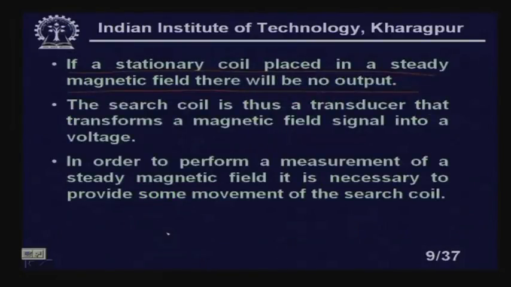Let us go back. The search coil is thus a transducer that transforms a magnetic field signal into a voltage, and in order to perform a measurement of a steady magnetic field, it is necessary to provide some movement of the search coil. That is what I am doing in figure 2 as I have shown.